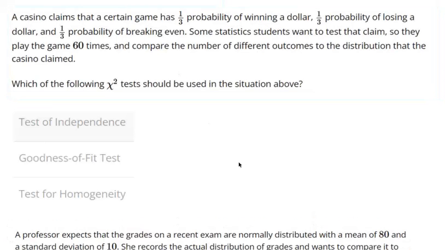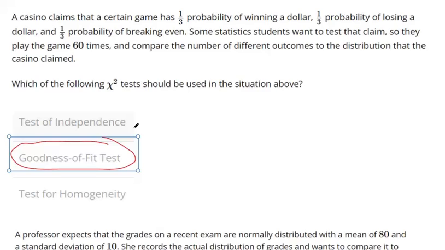Casino claims a certain game has a third probability of winning $1, a third probability of losing $1, a third probability of breaking even. So it sounds like we're testing to see whether these games follow a predetermined distribution. Okay, this isn't testing to see if two unknown distributions are the same, like men and women the last time. We didn't have any numbers to exactly compare those two yet. In this case, we have this predetermined distribution. It's a third, a third, a third. So we're testing to see whether this variable fits this uniform probability, it looks like. So that's a goodness of fit test.